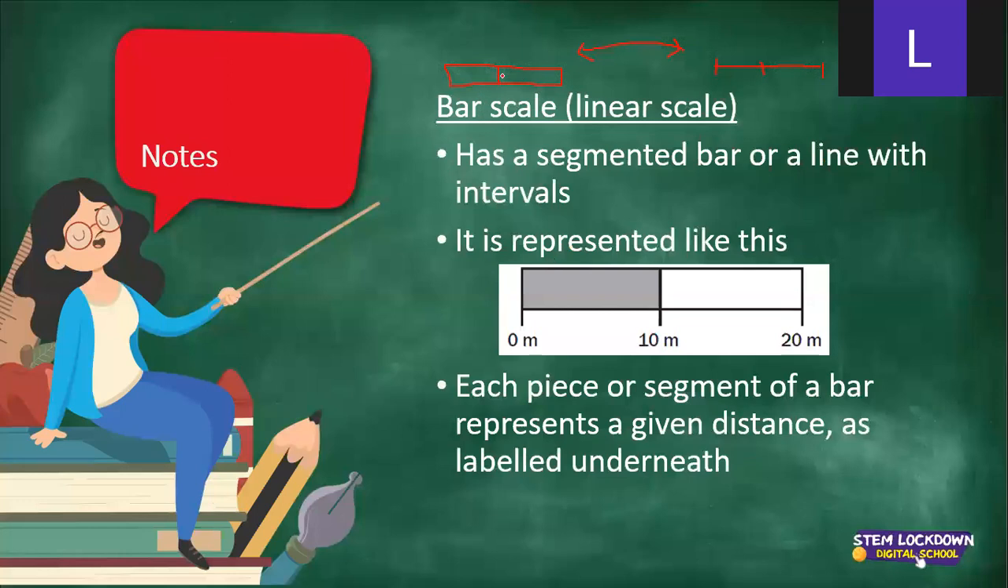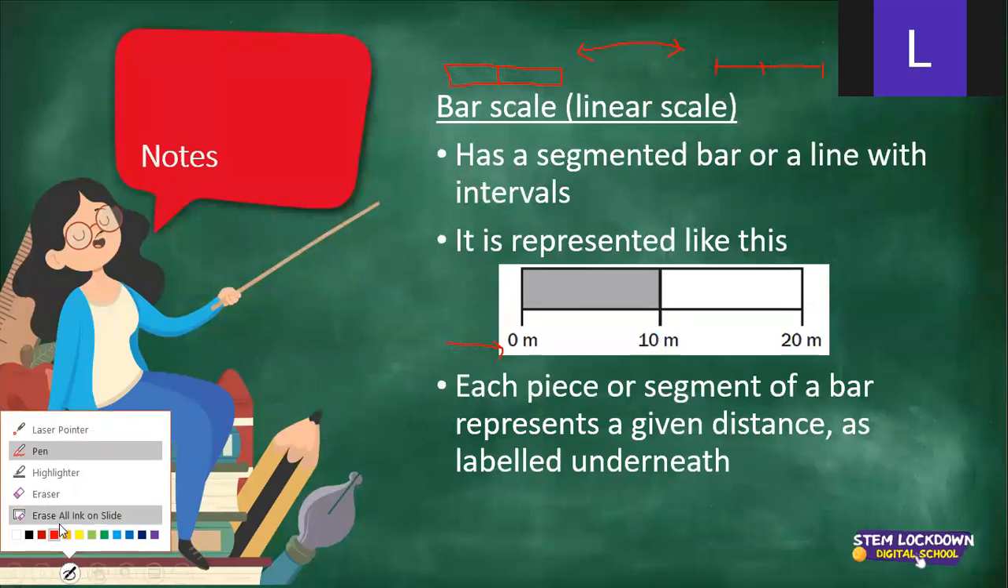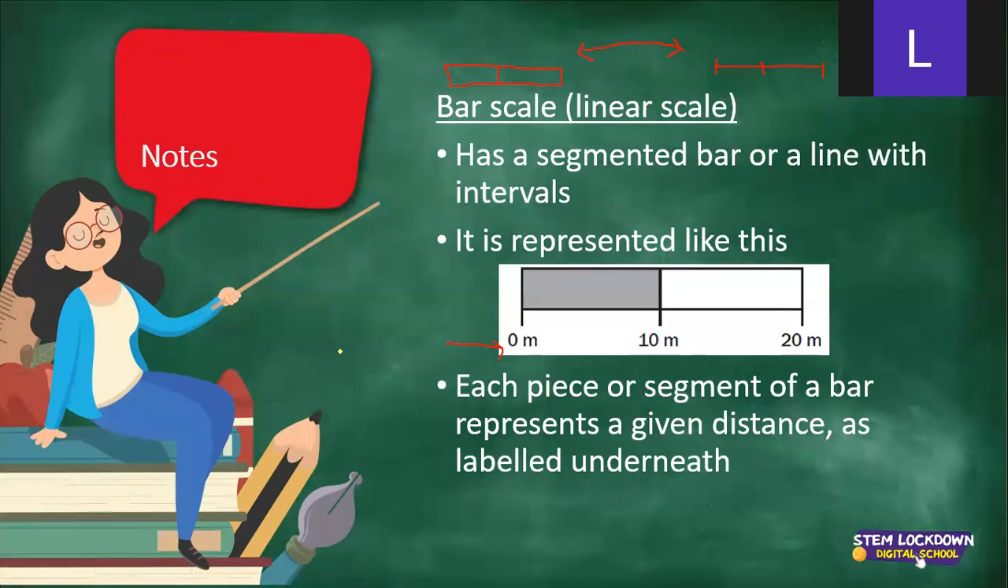You can see bars which are separated. It is represented like this. So there's your bar scale in this case. These values at the bottom represent the real distance. So if you're given a map, this distance on the map actually represents 10 meters in real life, right? So it's actually easy to work with the bar scale once you understand that.